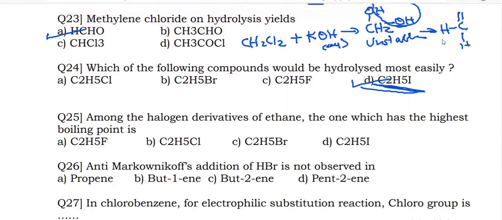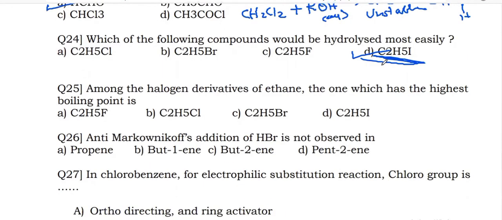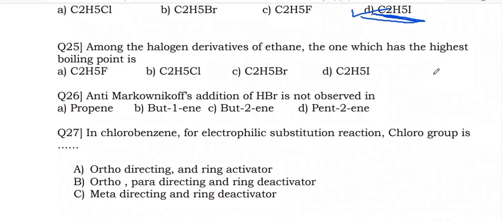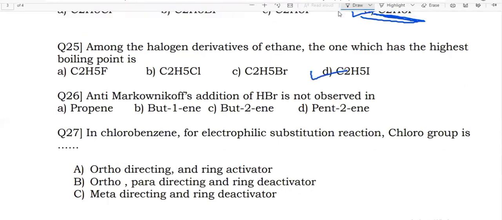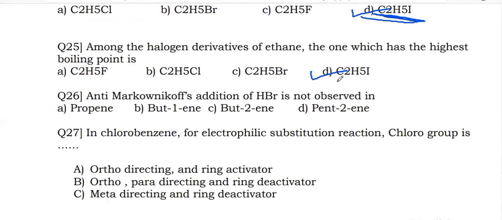Question number 25. Among the halogen derivatives of ethane, the one which has the highest boiling point. So the highest boiling point is for alkyl halide. Among C2H5F, C2H5Cl, C2H5Br and C2H5I, ethyl iodide has the highest boiling point. Why? Because it has high molar mass. So van der Waals force of attraction is highest for ethyl iodide.